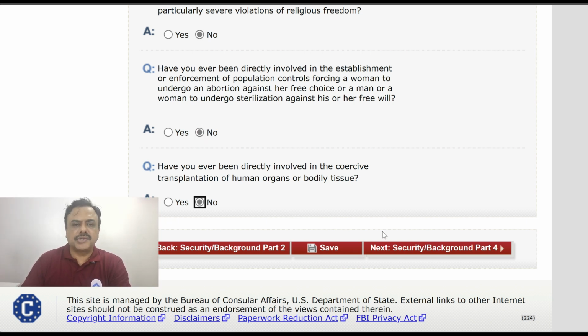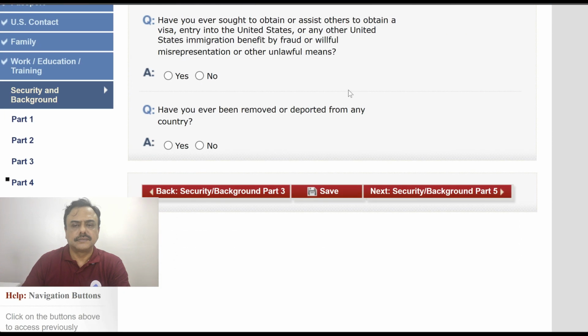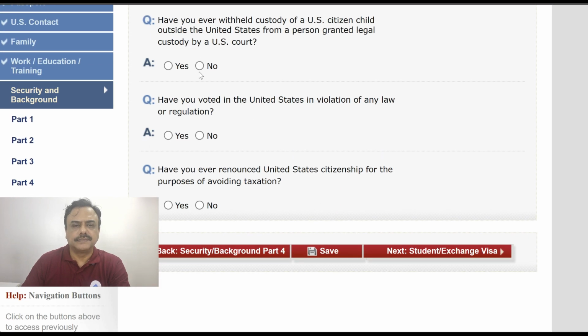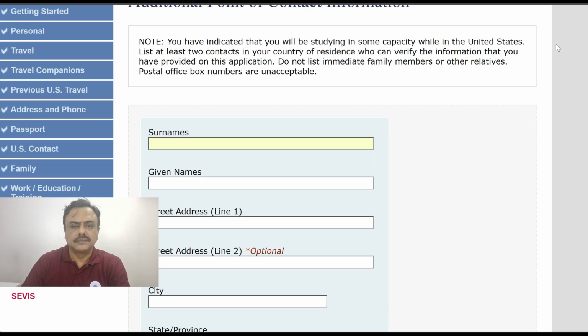This is the 4th page again. And the final page on your background. Now this is very important. Read the instruction very carefully. They are asking you for references, 2 references in your home country, that is in India, and they cannot be your relatives.